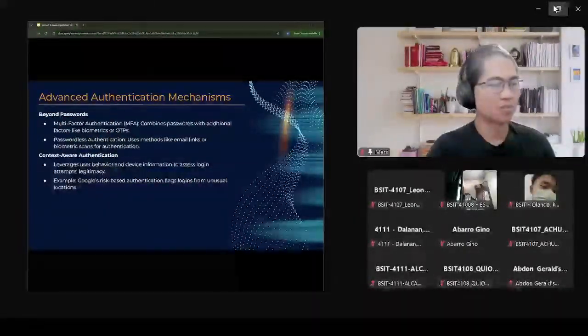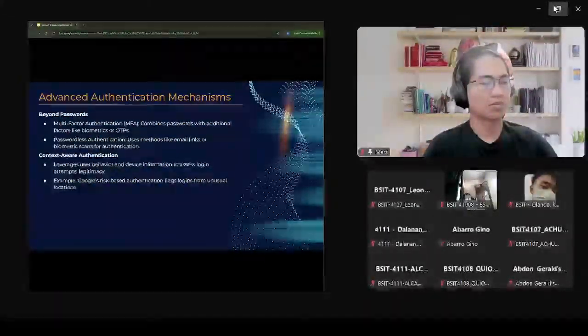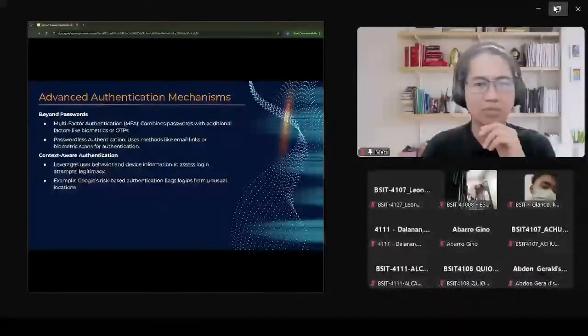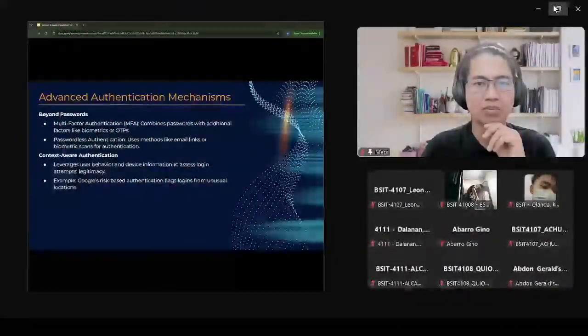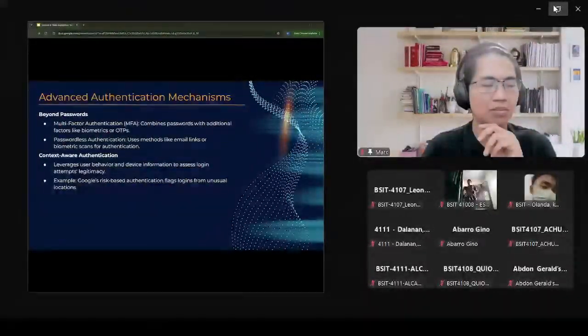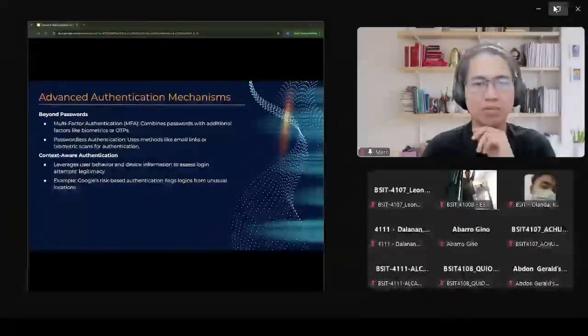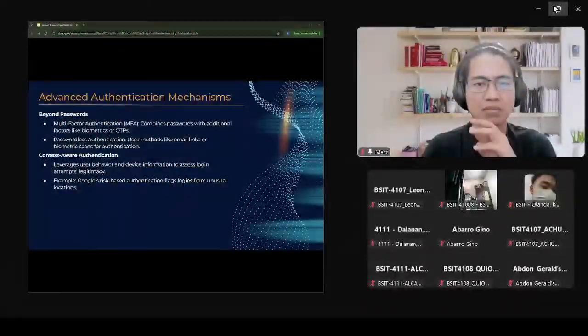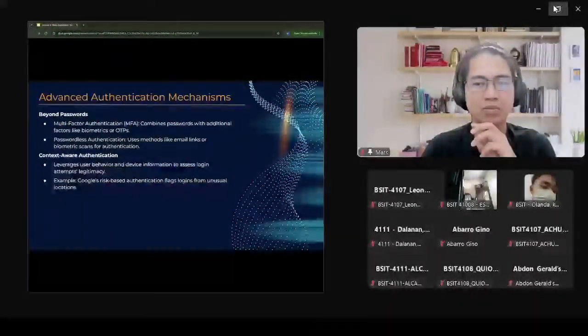Why is MFA important? Even if a password is compromised, the attacker would still need to access the second factor. So an example of this one would be online banking platforms, where MFA is commonly used, and it sends an OTP to your phone after you input your password.